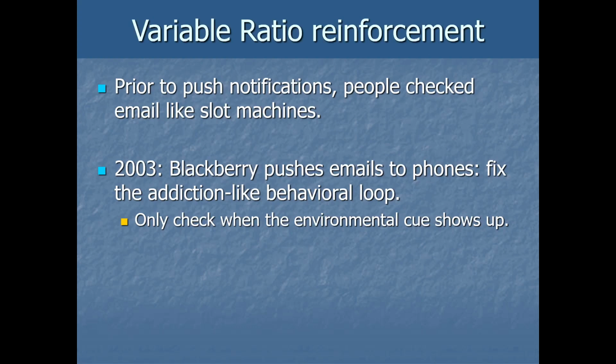right? This is a company that made kind of early smartphones. They added email pushes to their phones. And ironically, at the time, they did this to fix an addiction-like behavioral loop that people were finding themselves trapped in. They initially did this as a way to help people. Why? Because with push notifications, you only check your email when the environmental cue shows up. So no more of this mindlessly kind of checking addictively just in case there's something there, right?